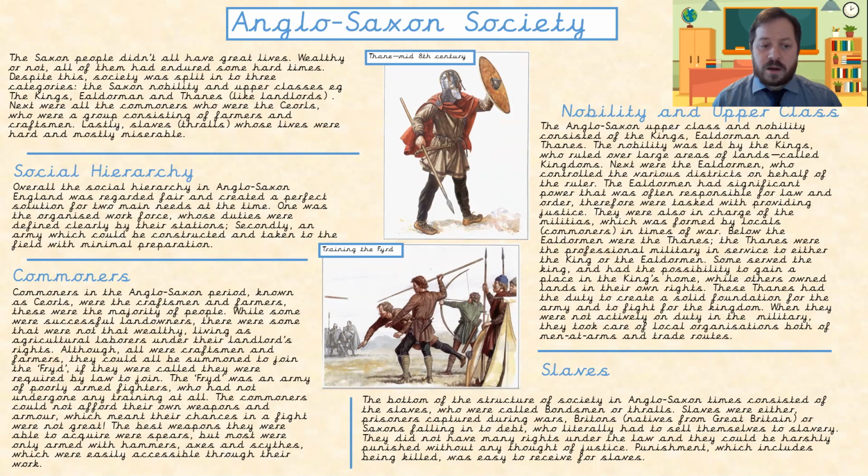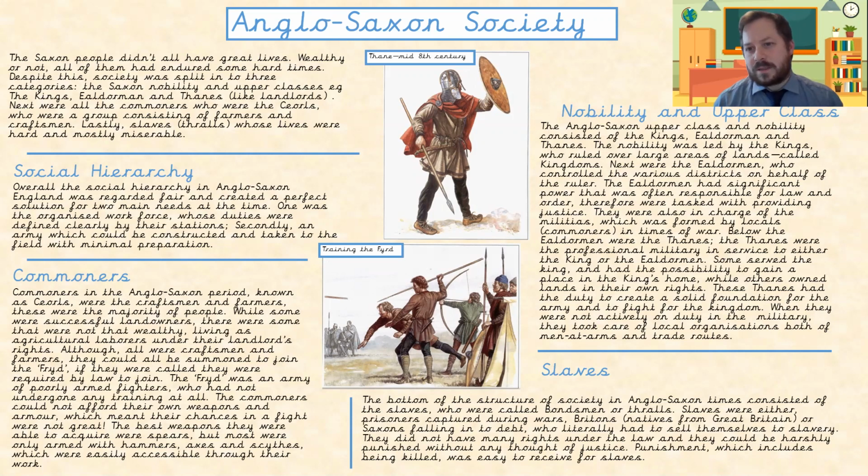The Fyrd was an army of poorly armed fighters who had not undergone any training at all. The commoners could not afford their own weapons and armour, which meant their chances in a fight were not great. The best weapons they were able to acquire were spears, but most were only armed with hammers, axes, and scythes, which were easily accessible through their work.